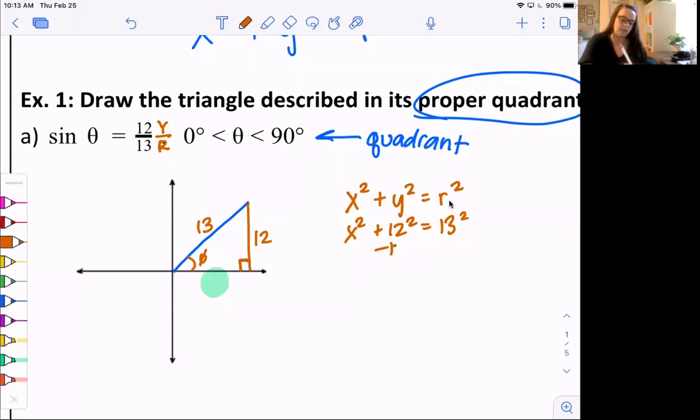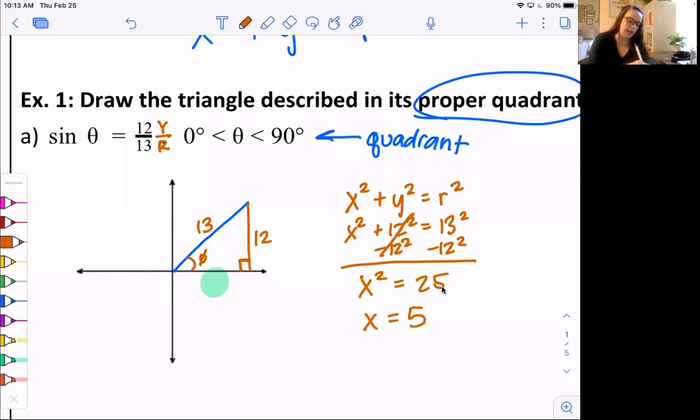I don't need to actually figure out what they are. I'm just going to move 12 squared over like that. So I have x squared equals, and then I might go to my calculator, 13 squared minus 12 squared. I already know that 169 minus 144 would be 25. What does that mean that x is? It is a perfect root, 5.